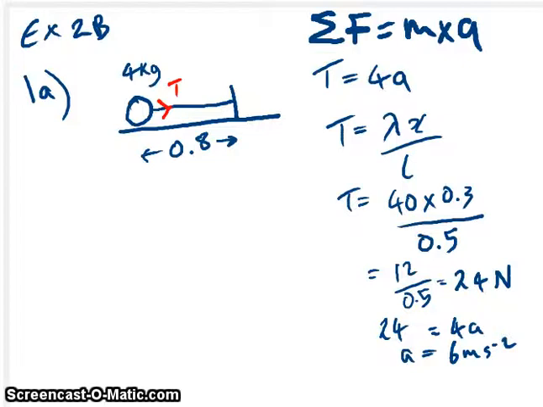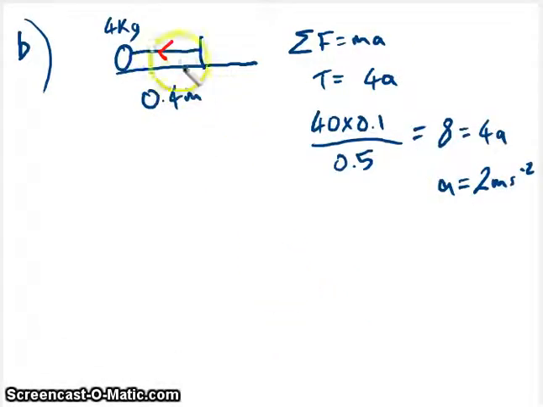Then in the second part of the question, there is a compression. The spring is compressed to 0.4 meters, so exactly the same situation. Sum of the forces is mass times acceleration, tension is equal to 4A. The tension this time is different because we've got a compression of 0.1 meters. The original length is still 0.5 and lambda is still 40. So 40 times 0.1 is 4, divided by 0.5 is 8, which is equal to 4A. So 8 divided by 4 gives us 2 meters per second squared for the acceleration.